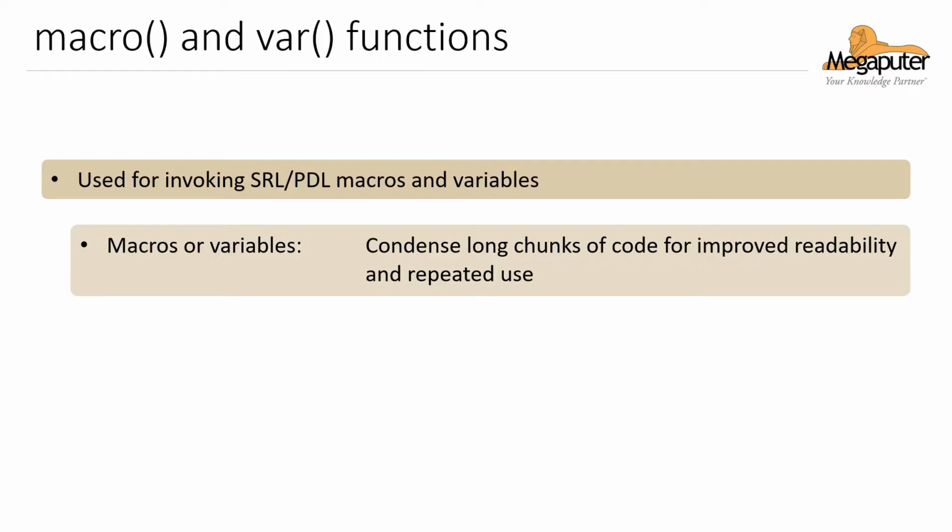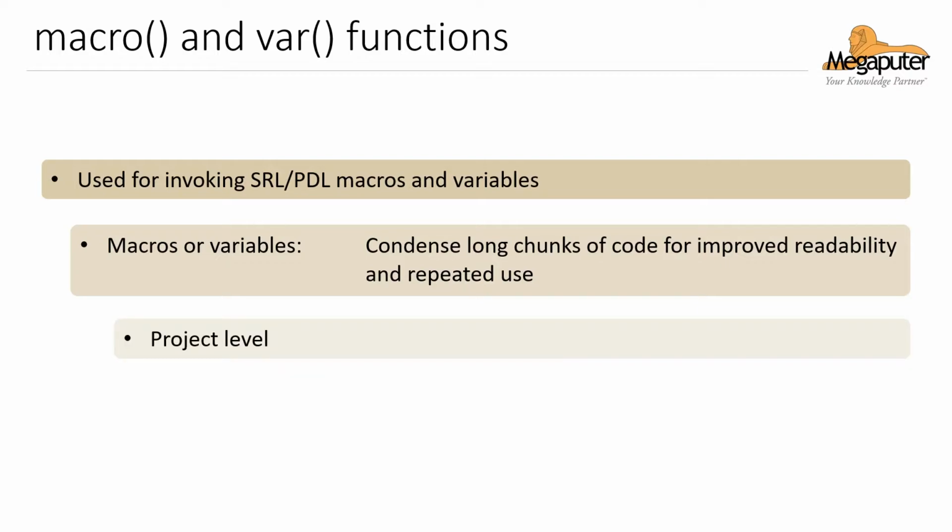Macros or variables are used for condensing long chunks of code for improving the overall readability of that code. Also, in cases where a chunk of code is going to be used repeatedly, using macros and variables makes it easier to maintain and edit these.